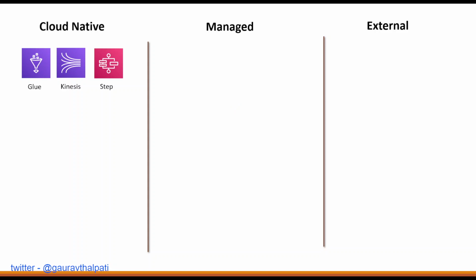So when I say cloud native, there are services like AWS Glue or Kinesis or Step Functions. These are only and only available within AWS. If you have built something using these services, you can utilize that. You can execute them only using AWS. You cannot have these executed outside AWS. This is very, very native to that particular cloud provider.